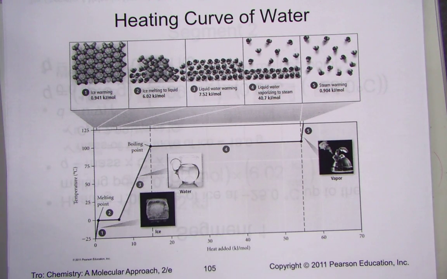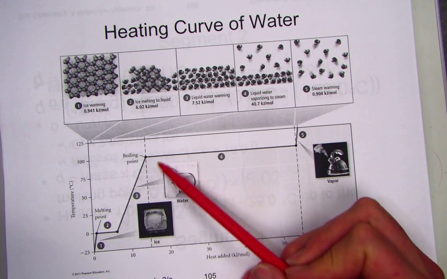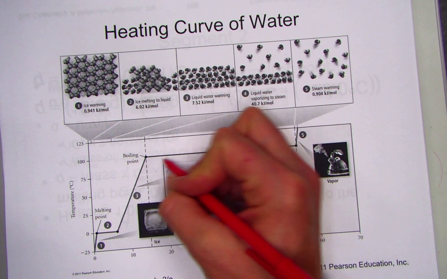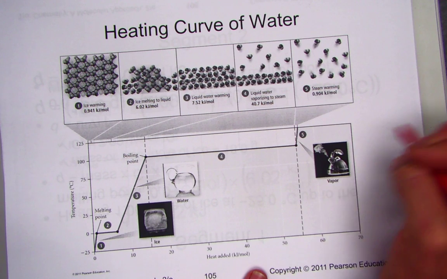Right, I've got my calculator nearby and I've talked about a heating curve of water. What we need to do is start thinking about each area of the graph and what it's representing. I'm counting 1, 2, 3, 4, 5 line segments in the heating curve of water.